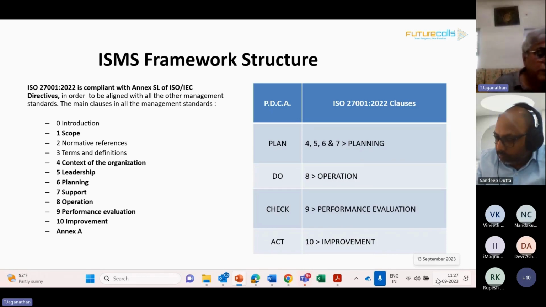And then it is followed by a series of annexure controls. So 4, 5, 6, 7 is about planning. How do you plan the management system itself? 8 is about how to implement, the do. 9, which is all of 9.1, 9.2, 9.3, is about how to verify and check. It's called performance evaluation.